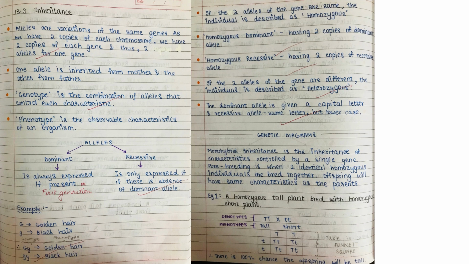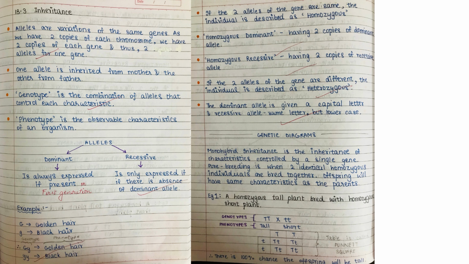Alleles are different versions of the same genes. We have 2 copies of each chromosome, so we have 2 copies of each gene, and therefore we have 2 alleles for one gene. So one allele is inherited from the mother, whereas one is inherited from the father. Genotype is the alleles an organism has. It is its genetic makeup. It controls each of the organism's characteristics. Phenotype is the observable features of an organism.